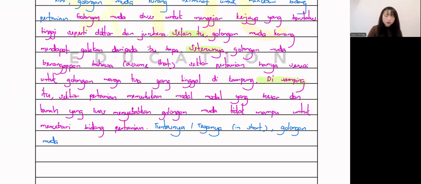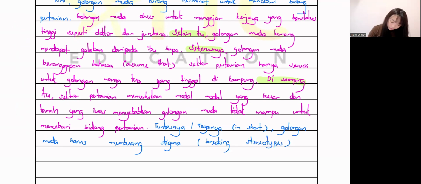Okay, what do golongan muda need to do? They should throw away all the stereotypes, the negative stereotypes, and the negative assumptions, such as that it is only suitable for senior citizens, and that it does not have a good or high status in society. So they should throw away all this kind of negative stereotype. Harus membuang stigma. So membuang stigma means to break down, breaking the stereotype, to throw away all the negative assumptions terhadap bidang pertanian.